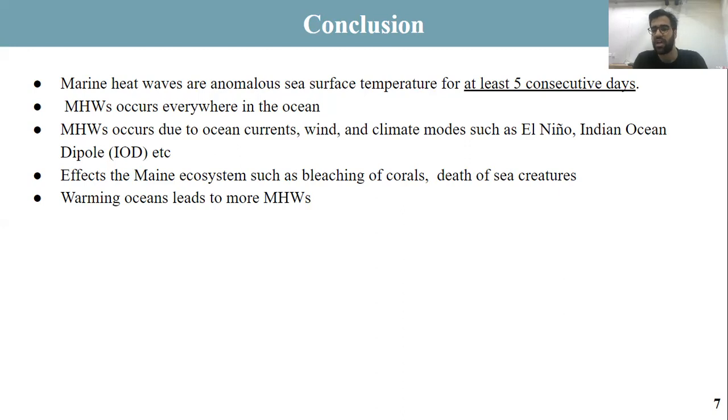There's the El Nino, the Indian Ocean dipole, and marine heat waves can basically affect the marine ecosystem and lead to the bleaching of corals and death of sea creatures. And the marine heat waves will increase in the future by the warming of oceans.